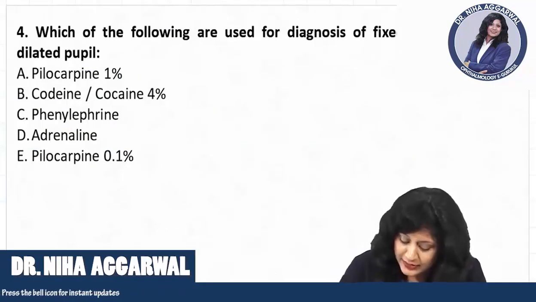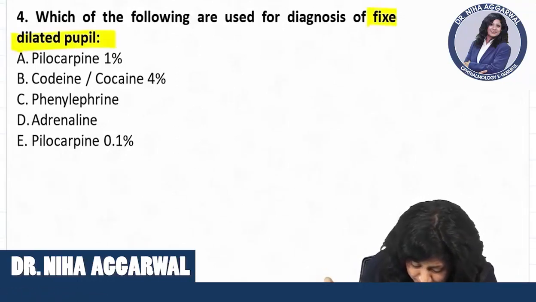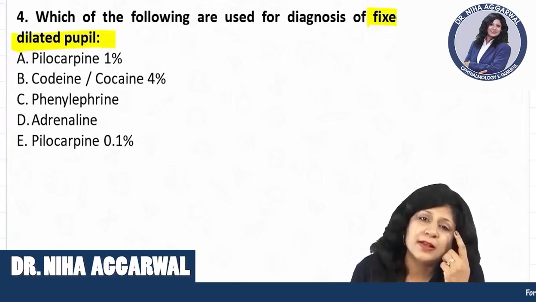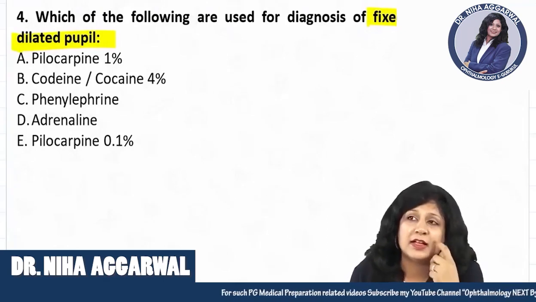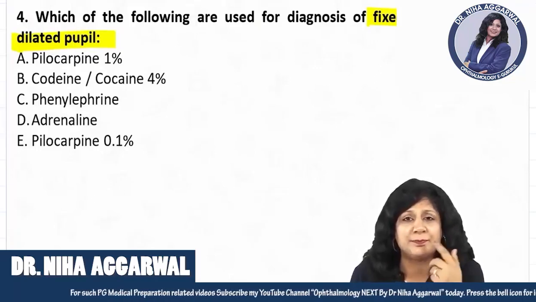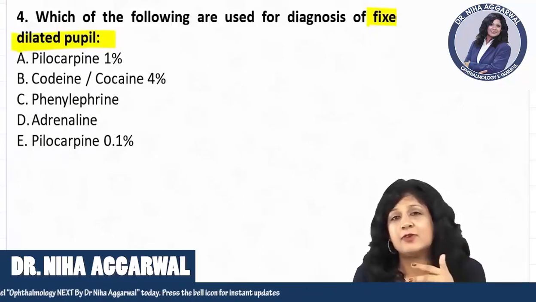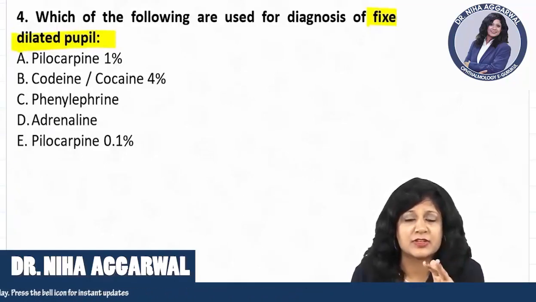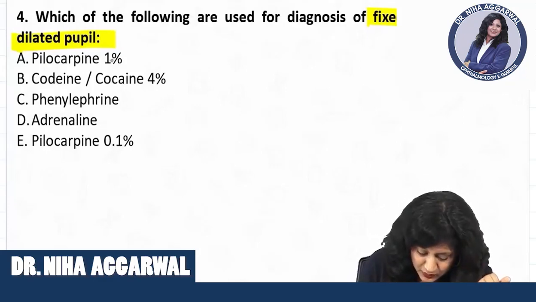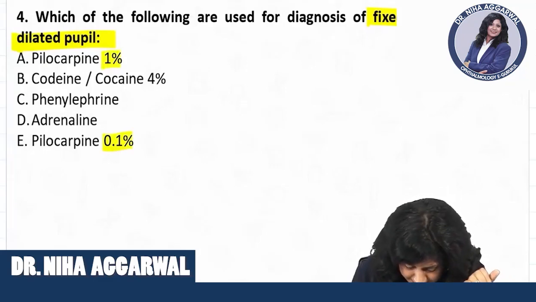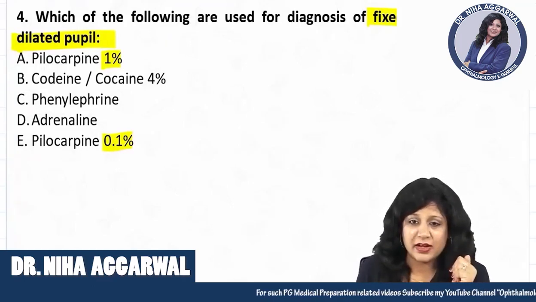Which of the following are used for the diagnosis of fixed dilated pupil? Now this is a very simple question that we discussed in the flowchart of anisocoria. The only problem is I think there was some problem. The two options were the same for the pilocarpine, or they were not showing some concentration, but as common sense we have taken the two concentrations, 1% and 0.1%. So let's discuss that chart and then we will come back.